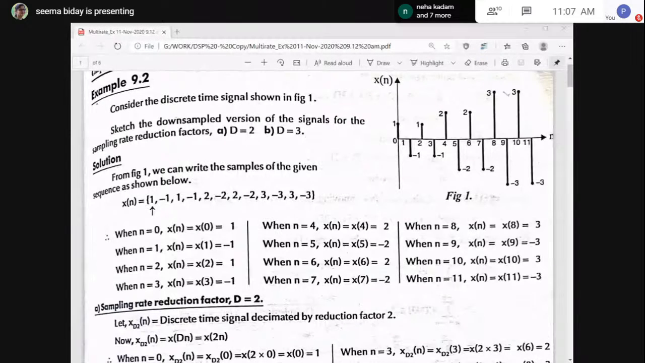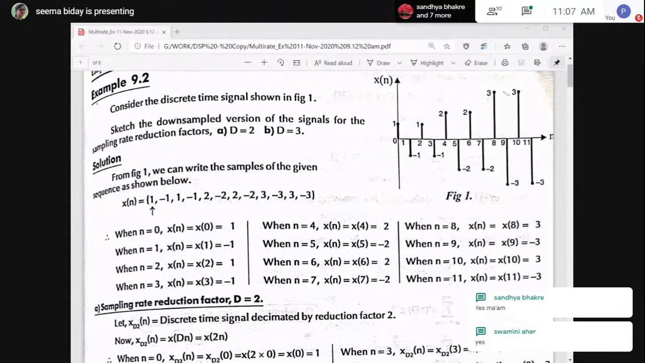Is the screen visible? Okay. Okay. Got it.